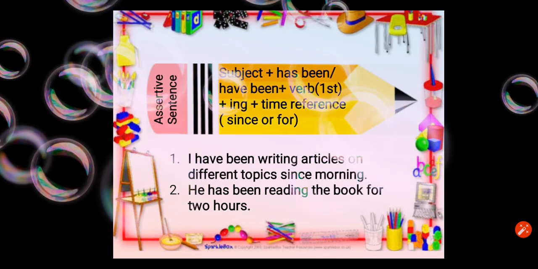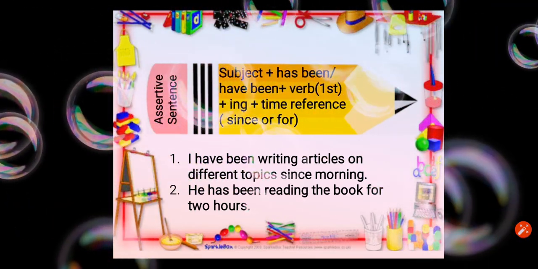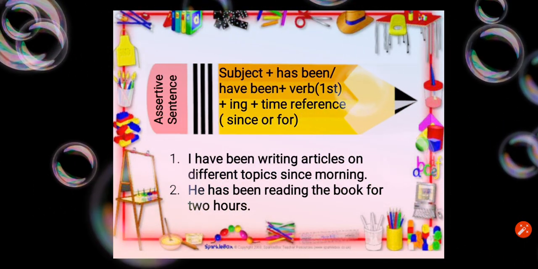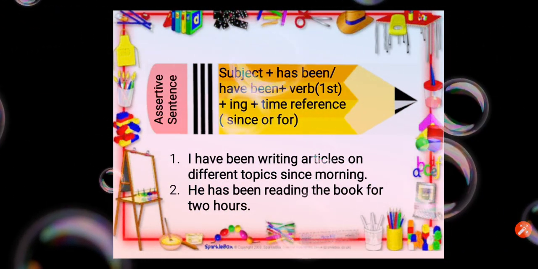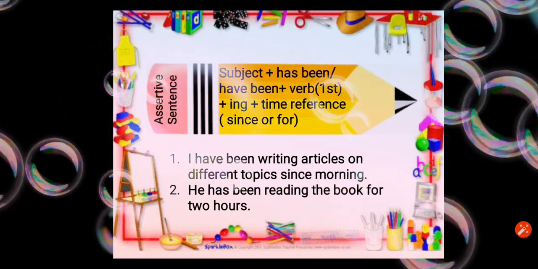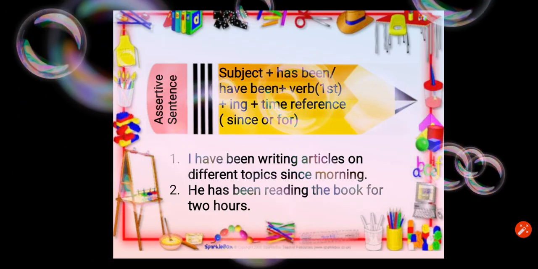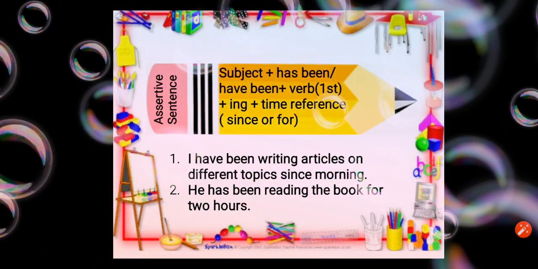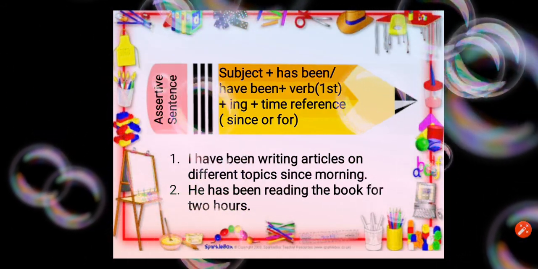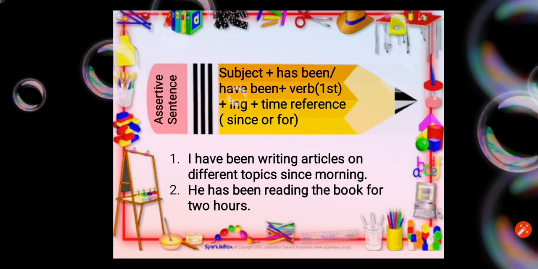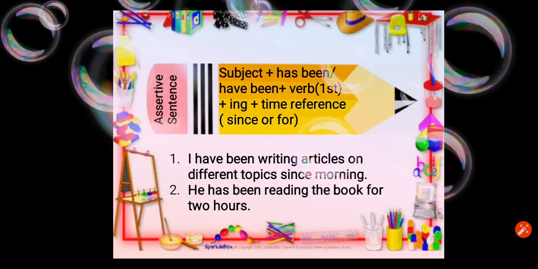For example, I have been writing articles on different topics since morning. Here I is the subject, have been according to the subject, writing is the first form with ing, articles on different topics since morning, this is the object part. And then we will add since for the time reference.